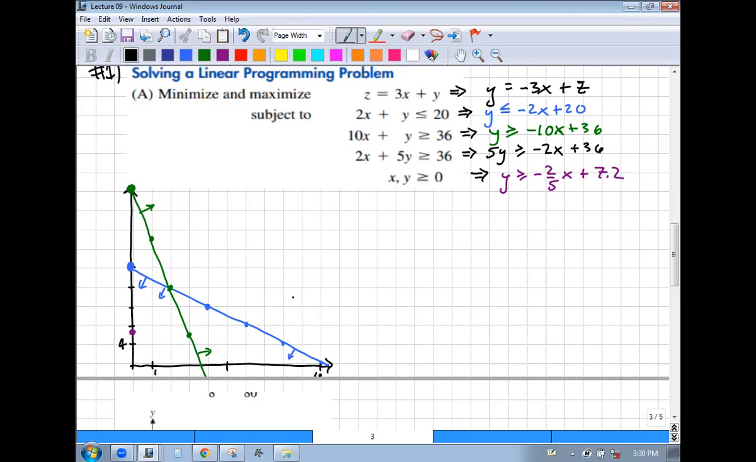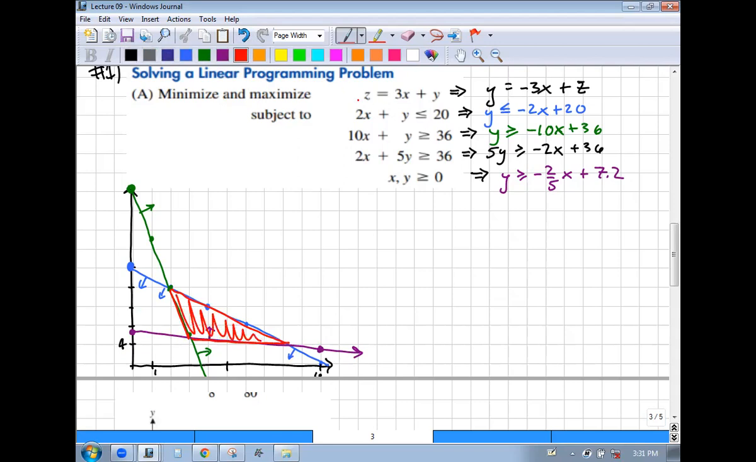If I go down 4, go to the right 10. So there's that line. And we want the y values bigger than that. That's up here. So what that gives us is this region in here. That's our region. All right.